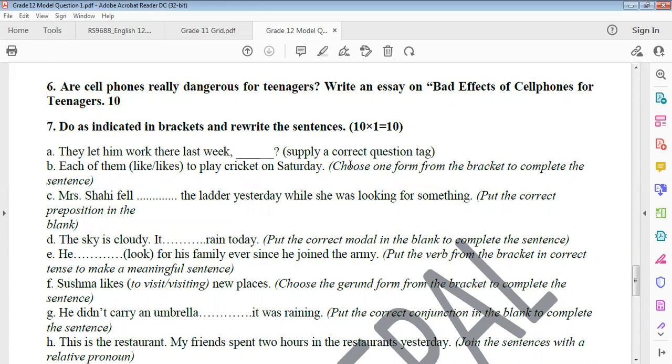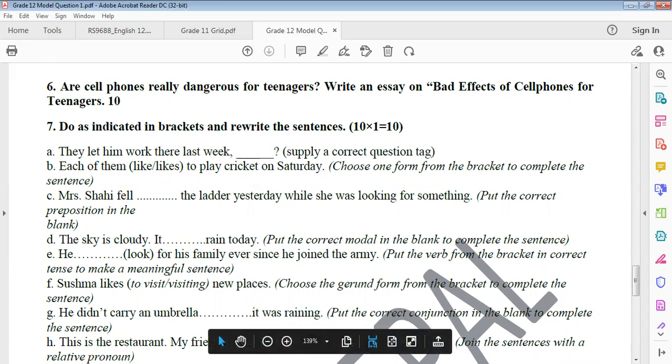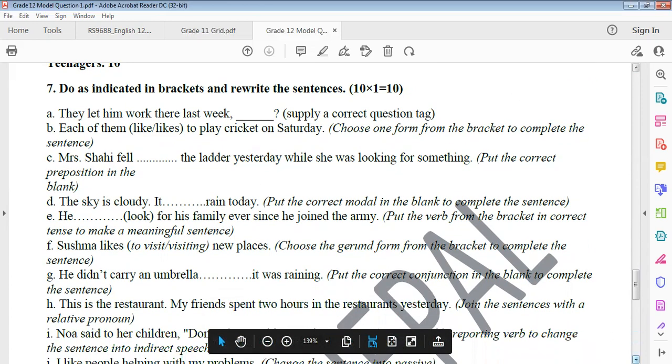You need to choose the correct verb to complete the sentence. Mrs. Sahi failed the ladder yesterday while she was looking for something. You need to write the correct preposition. So in this way, you have been given the 10 grammar questions.